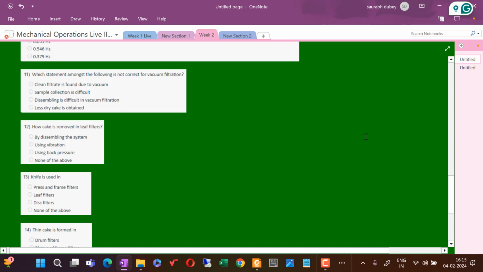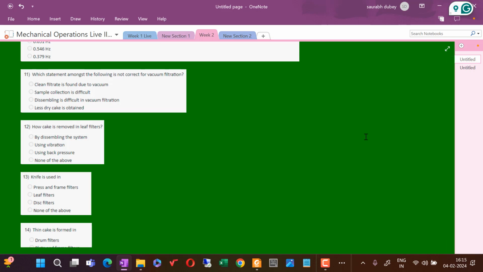Which statement among the following is not correct for vacuum filtration? First, clean filter rate is found to be about due to vacuum. Another, sample collection is difficult. Another, disassembling is difficult in vacuum filtration. And another, less dry cake is obtained.